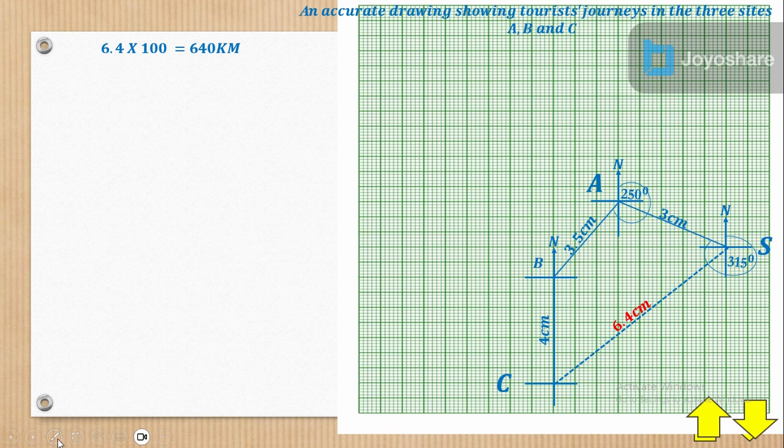Now let's go to direction. Direction means that we are going to measure the angle here, from here up to here. Remember, bearings are measured from north clockwise. That's how we shall measure that. So let's go and see how it comes about.